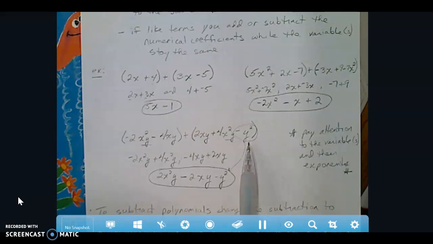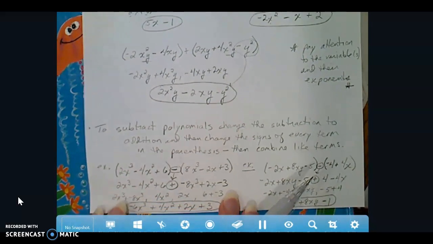And then there was nothing to combine with this negative y squared, so you would just bring it straight down into your answer. You couldn't combine it with anything. So there's my final answer. Okay? So again, I have a note over here for you. Pay attention to the variable or variables and their exponents. In other words, you just want to make sure that you're adding the coefficients of terms that are the same. Same variable or variables raised to the same exact power.